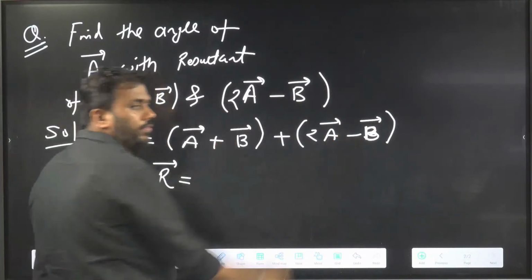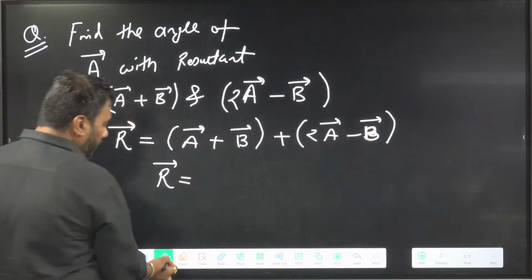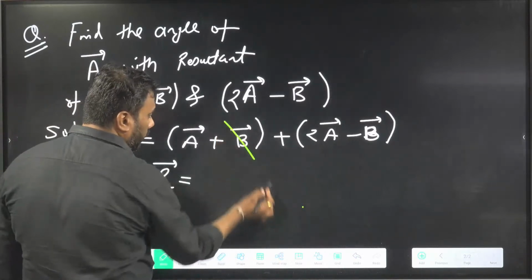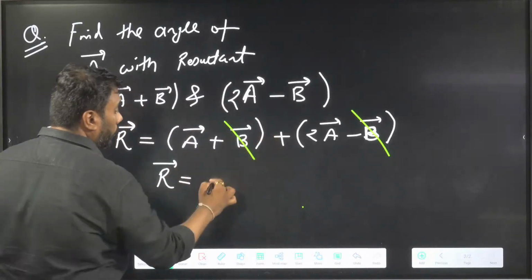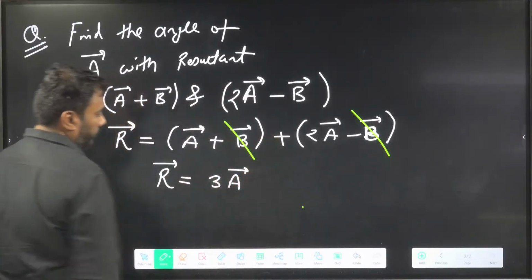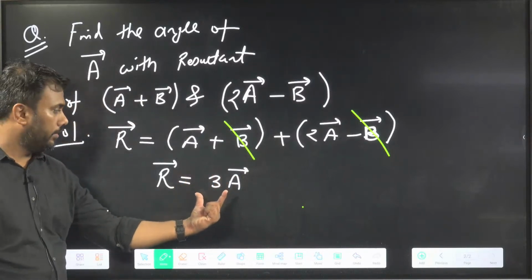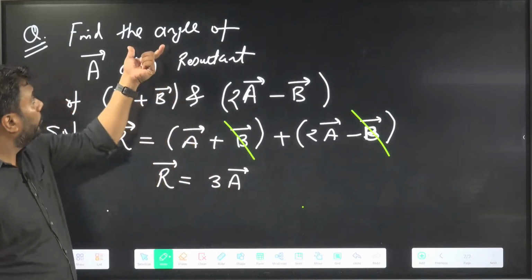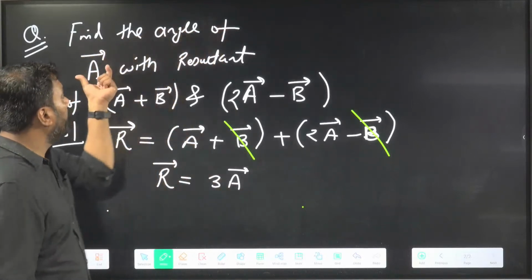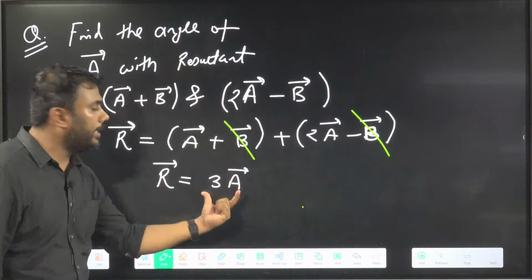Plus B and minus B will get cancelled. So these two are getting cancelled. Now my resultant is 3 times A vector. This is my resultant. And in the question they are asking the angle of A vector with the resultant, which is 3 times A vector.